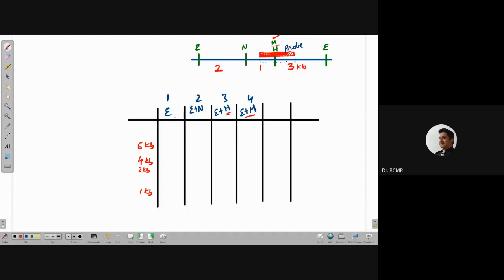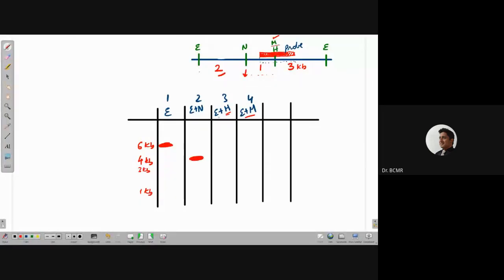Okay, let's go on. With EcoR1 alone, what would I get? We will find a 6 kb fragment. EcoR1 plus NotI. So NotI is going to cleave here, and so this 2 kb fragment will be cut off. The leftover is 4 kb, and the probe is binding to this fragment. So we will find a 4 kb fragment.